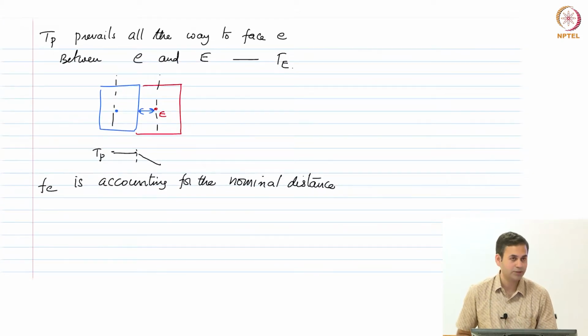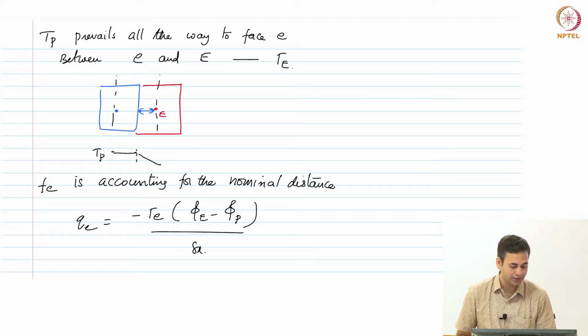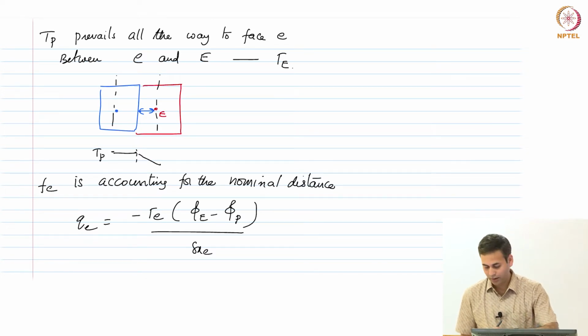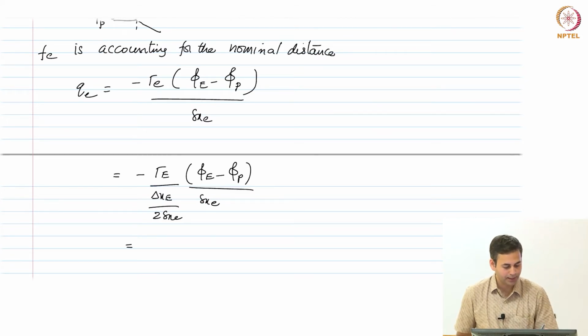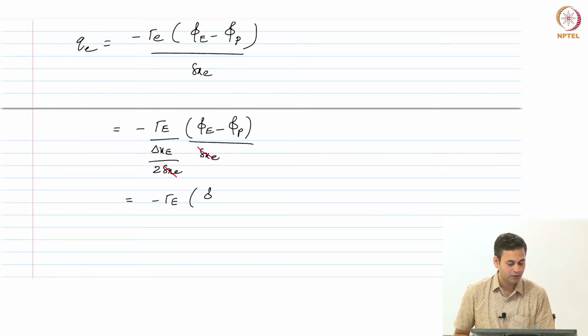Essentially, if you go back, what is the formula for Qe? Qe is minus gamma e times phi east minus phi P upon del Xe, okay. Now, that is what we have. That means, if I were to plug in what is my gamma e, now I have gamma e as gamma capital E upon fe. So, this will be gamma capital E upon fe, and fe is how much? Delta Xe by 2 del Xe, right. So, this would be delta Xe by 2 del Xe times del Xe, and we have phi east minus phi P. Okay. So, what would this be? You have your del Xe getting cancelled. As a result, what you have is minus gamma east times phi east minus phi P upon delta Xe by 2. Okay.